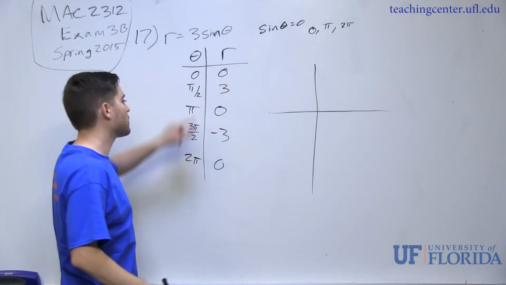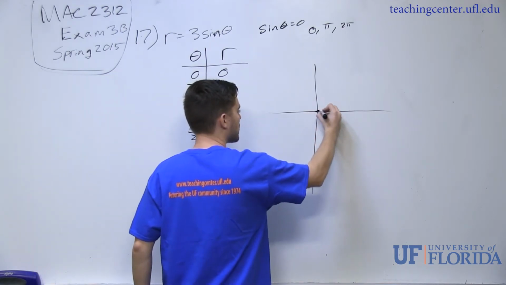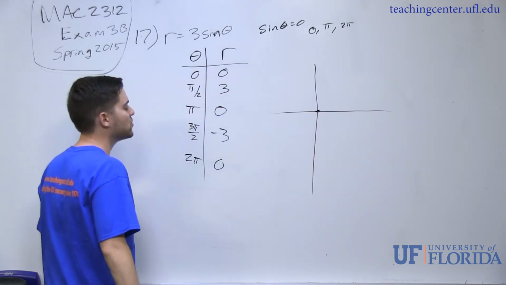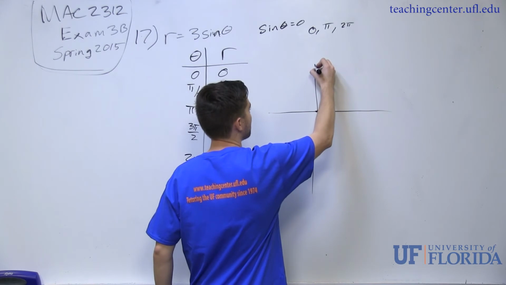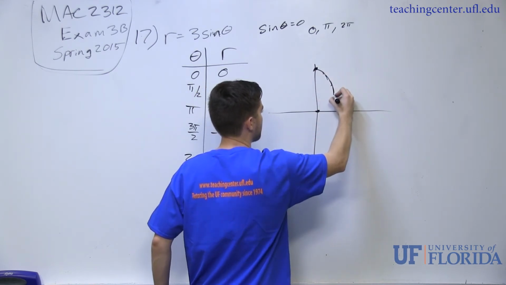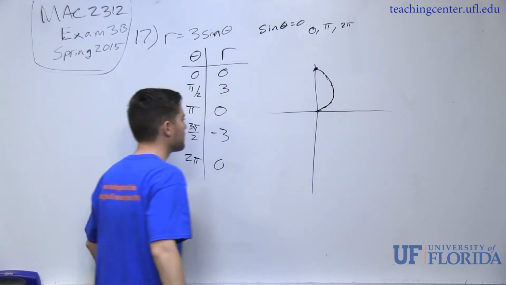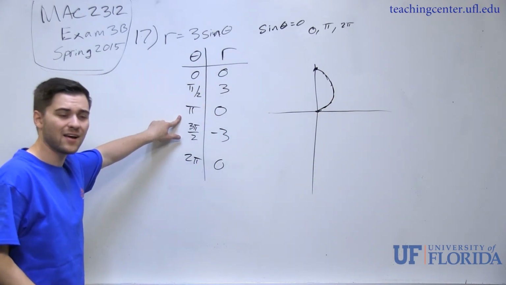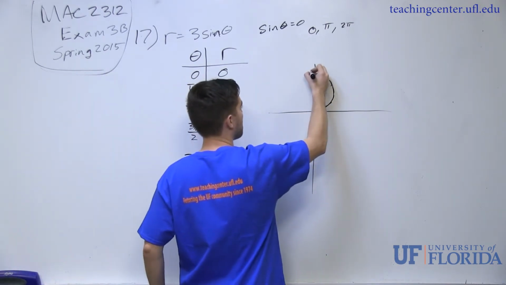R is equal to 0 at theta equals 0. So I start at the origin. At pi over 2, I extend out to a radius of 3. So we'll call that up there. At pi, I come back to a radius of 0.